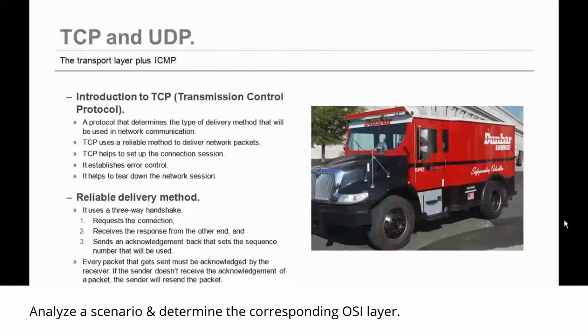Now, TCP does use a reliable delivery method. One of the main ways that it does this is through the use of a 3-way handshake. The first step of this handshake is the request for the connection. The second step is the reception of the response from the other end. The third part of the 3-way handshake is when the requester sends an acknowledgement back that sets the sequence numbers that will be used with every packet that is delivered.